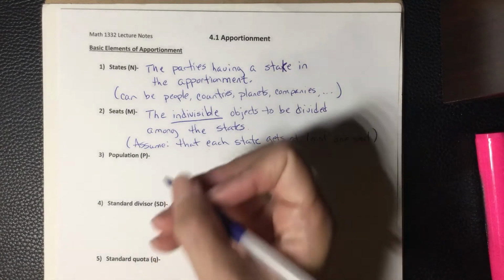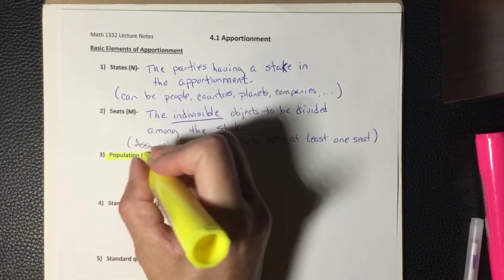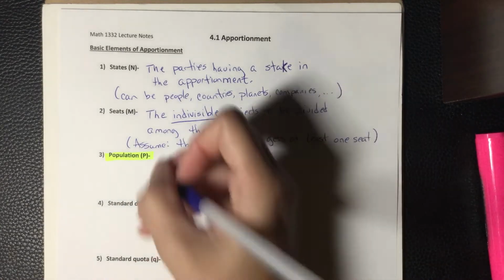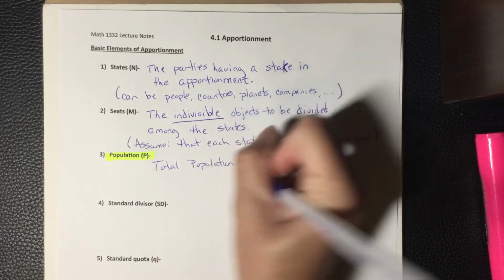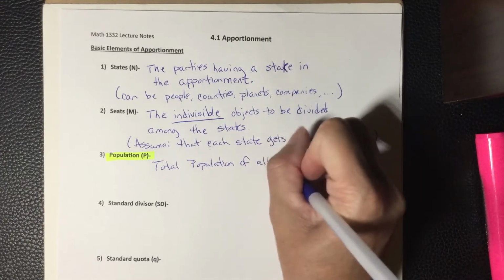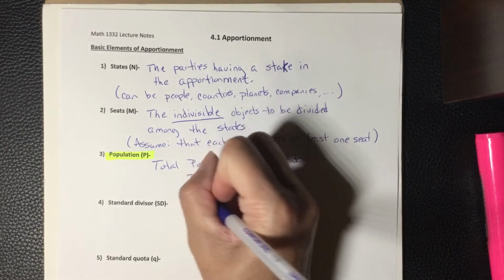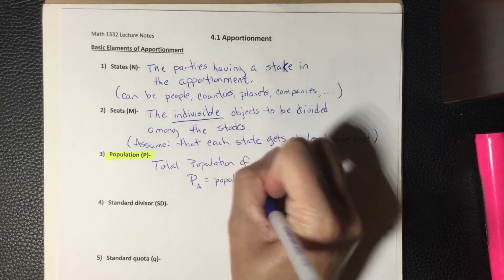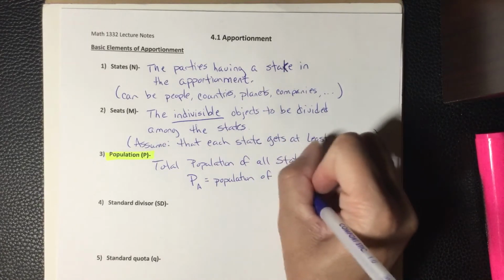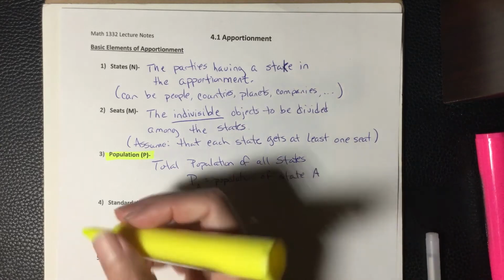All right, next we have the population. This one we will use quite a bit. This refers to the total population of all the states. And then for the individual states, if we do P sub A, for example, that means the population of state A. So P sub B would be the population of state B, and so on. So when we see P, we always want to think population.